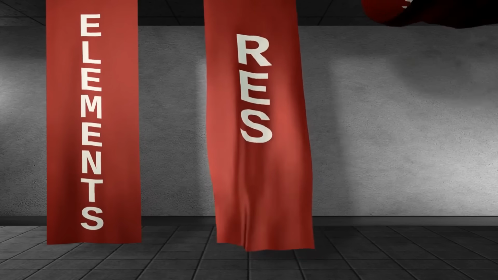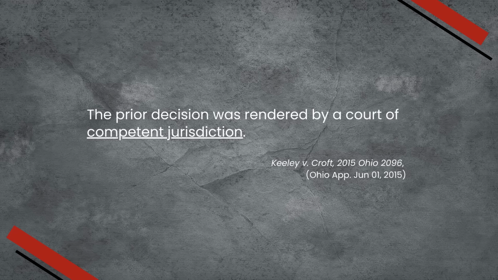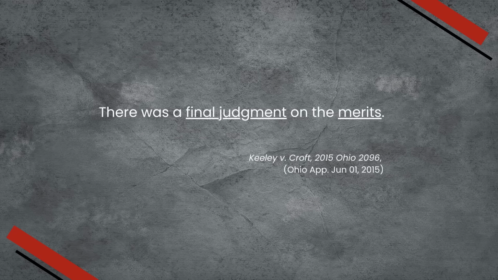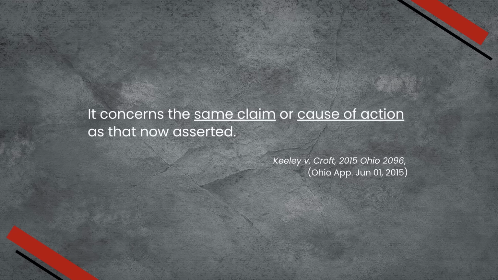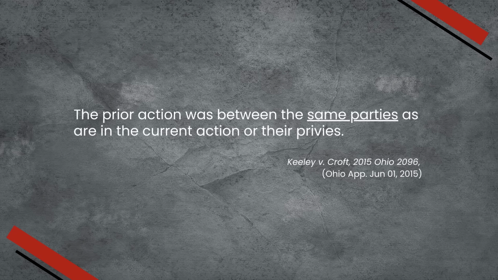So let's look at the elements of res judicata. In order for res judicata to be applicable: 1, the prior decision was rendered by a court of competent jurisdiction. 2, there was a final judgment on the merits. 3, the lawsuit concerns the same claim or cause of action as that now asserted. 4, the prior action was between the same parties as are in the current action or their privies.